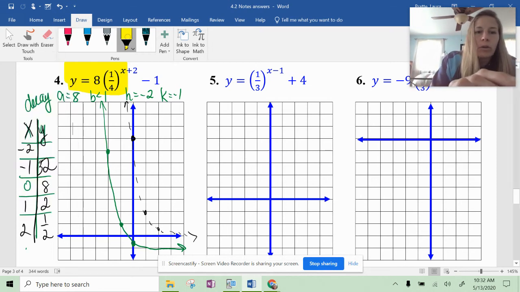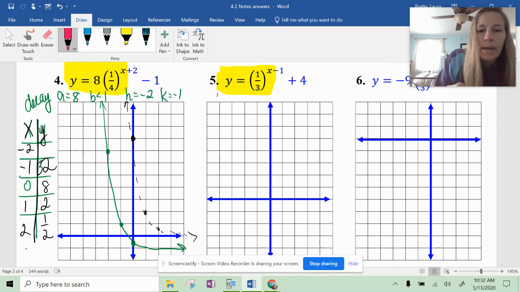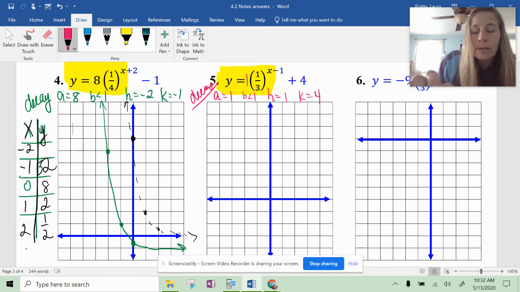Okay, so let's take a look at number 5. So this is my parent function right here. So my A value is just +1. The B value is less than 1, which means this is also decay. The H value is +1. The K value is +4.